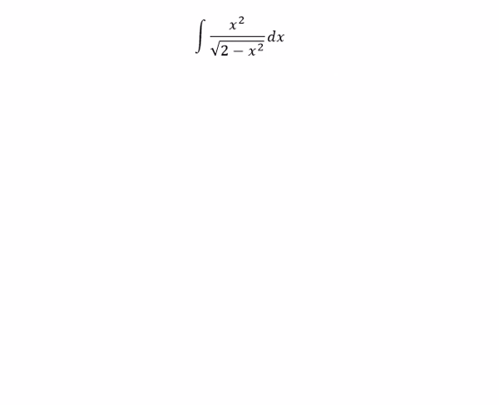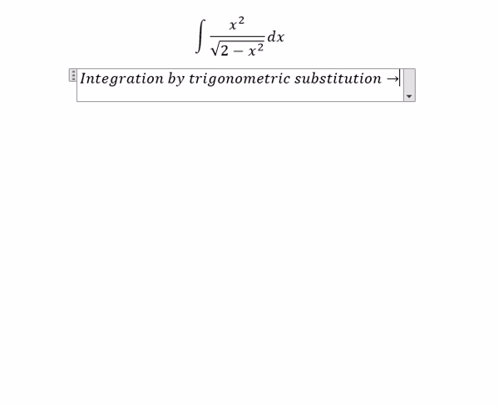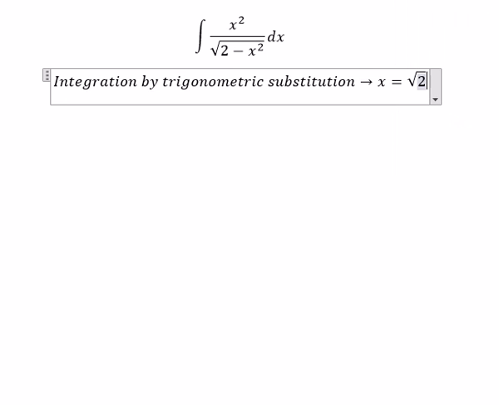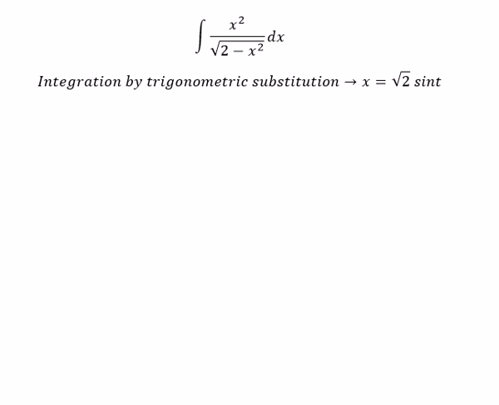We need to use integration by trigonometric substitution. So we will let x equal to the square root of 2 sine t, dx equal to the square root of 2 cosine t dt.